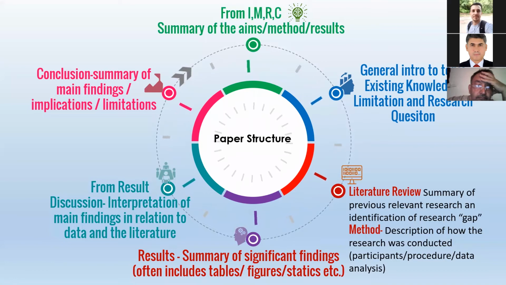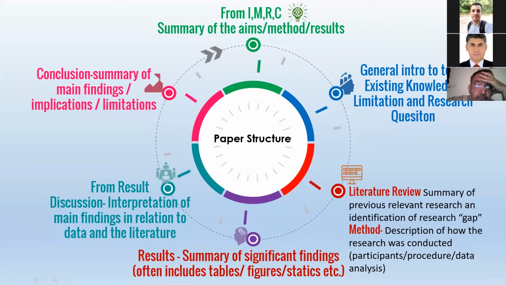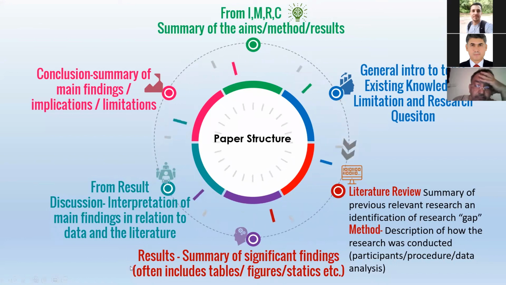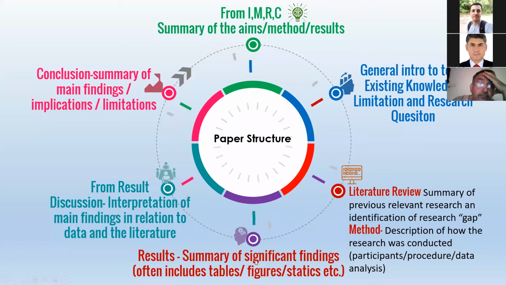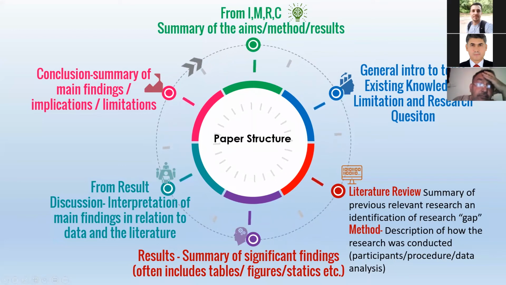So the method is a description of how the research was conducted. After the method and literature review, we have the result. The result is every time a summary of significant findings. It often includes tables, figures, and sometimes statistics, etc.